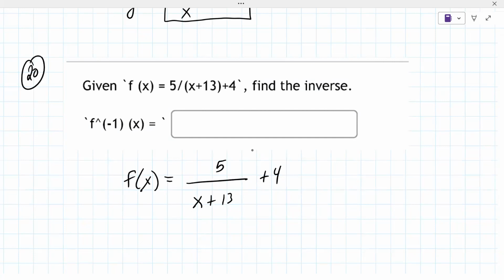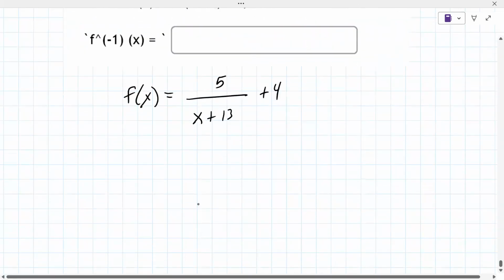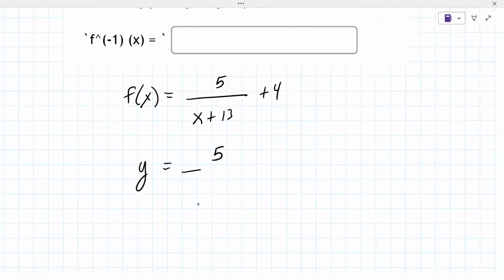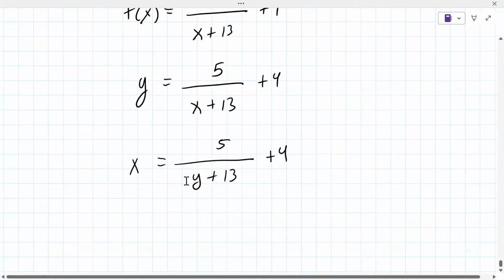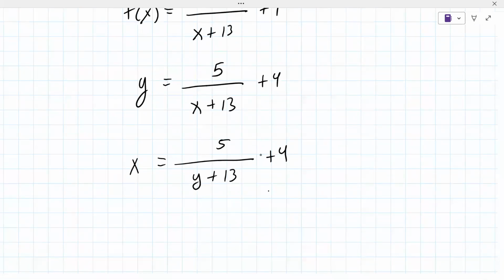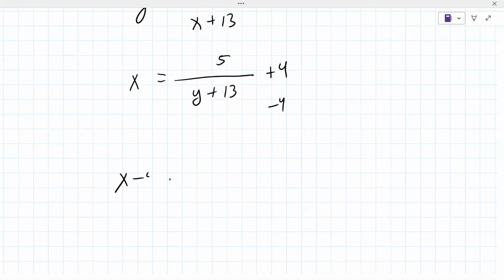Okay, so you can see this kind of looks like the last one. We're going to start it out by writing y equals 5 over x plus 13 plus 4, switching x and y. Now this time, instead of multiplying by the bottom, you have to get rid of this plus 4 first by subtracting 4. So this is x minus 4.